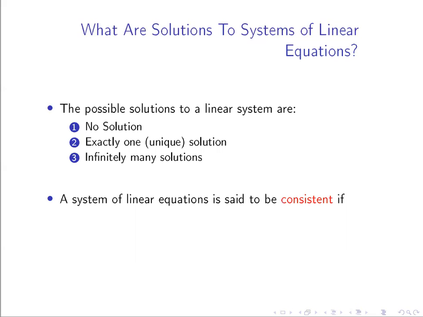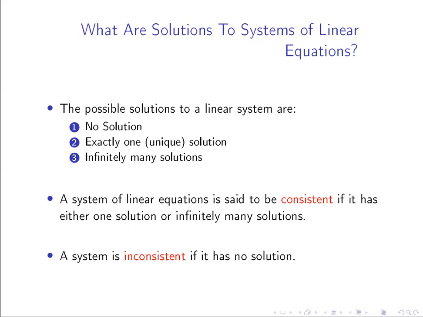Now, a system of linear equations is considered consistent if it has 1 or infinitely many, meaning it has at least 1 solution, and inconsistent if it has no solution. So these are other terms that we use, consistent or inconsistent. Consistent means I can solve it. Inconsistent means I cannot solve it.